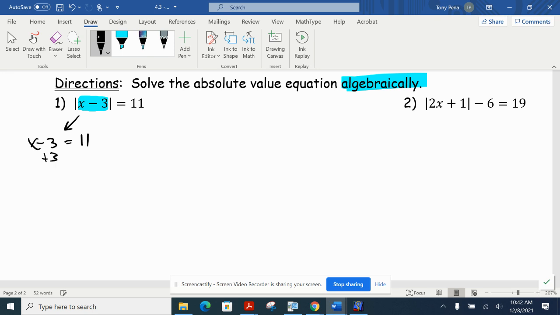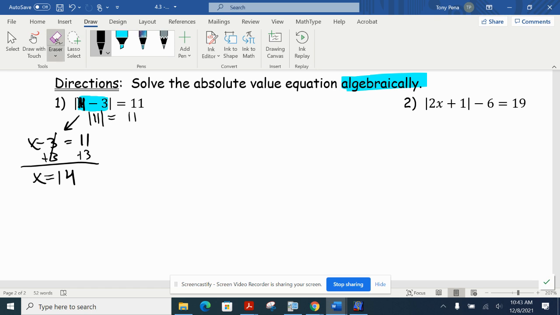So I'm going to add the 3 over. Those are going to cancel. I'm going to say one of my answers is 14. Let's test it real quick. So if I go into this x right here and I replace this with a 14, what is 14 minus 3? 11. That's the +11, and the absolute value of a +11 does in fact equal the 11.